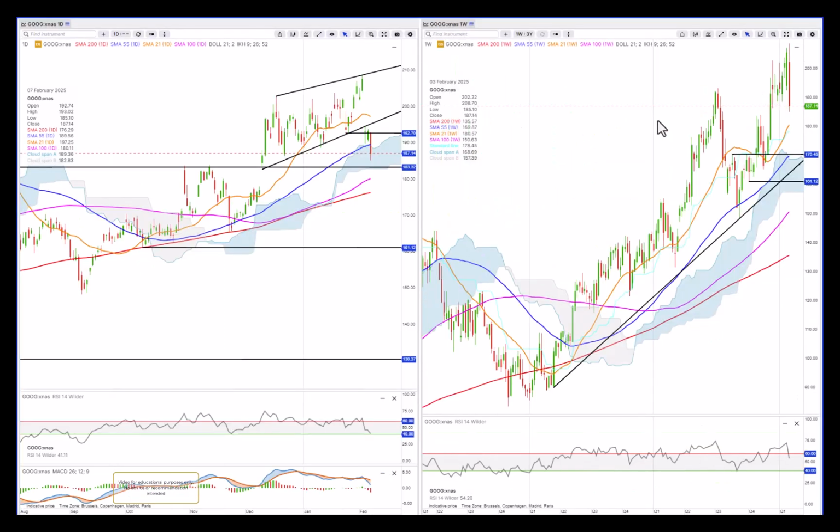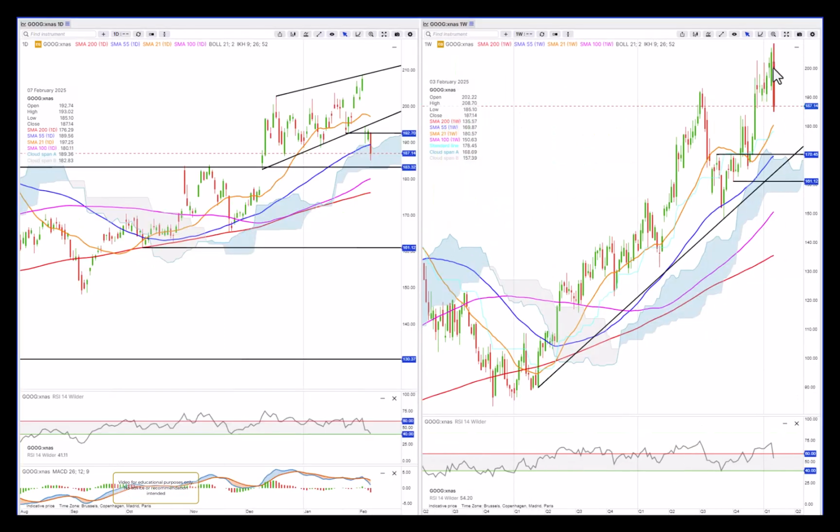And just very quickly on the weekly, we see it had a bad week last week, especially after earnings, and the uptrend has been stretched a little bit, so it could be a top and reversal for it. But look out for that level around 183.